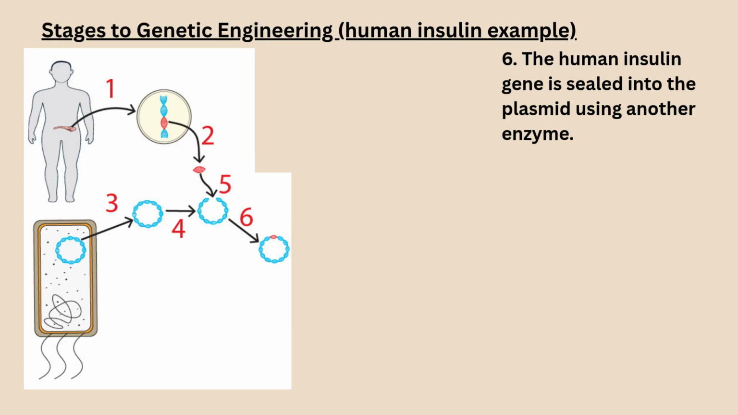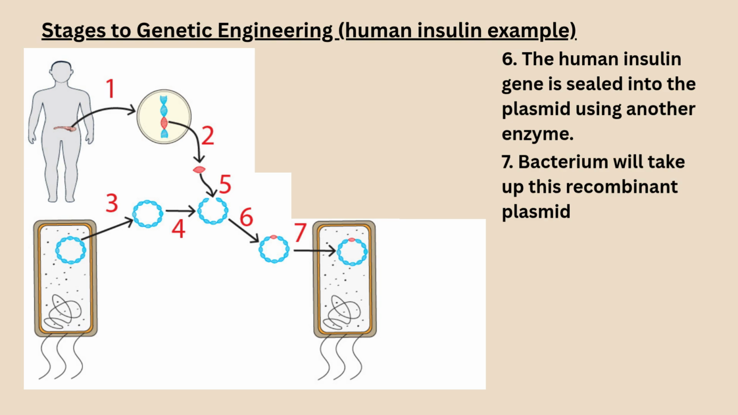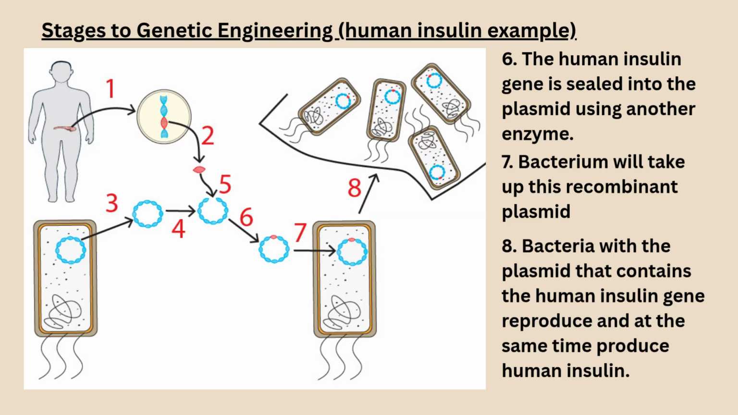The human insulin gene is sealed into the plasmid using another enzyme, and a bacterium will take up this recombinant plasmid with the human insulin gene. And the bacteria with the plasmid that contains this gene will reproduce, and at the same time, human insulin will also be produced.